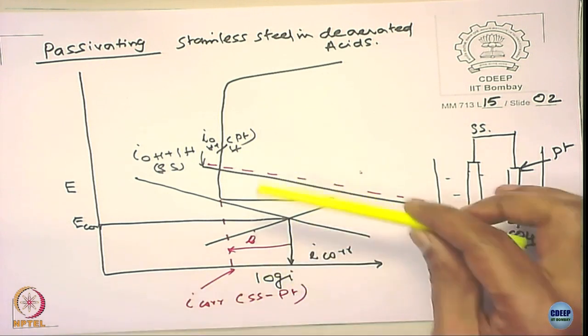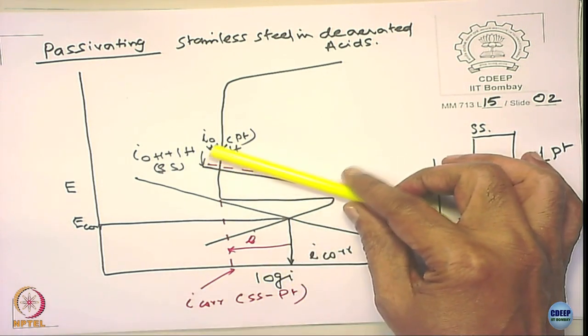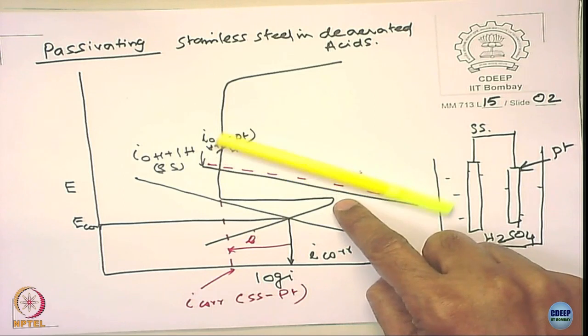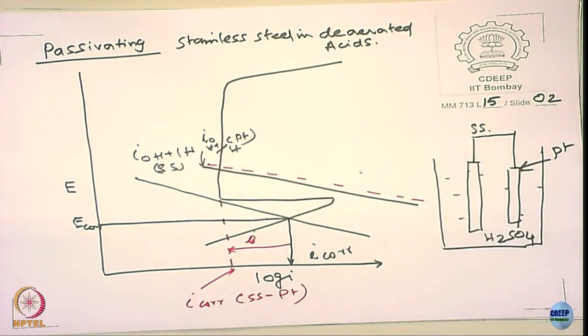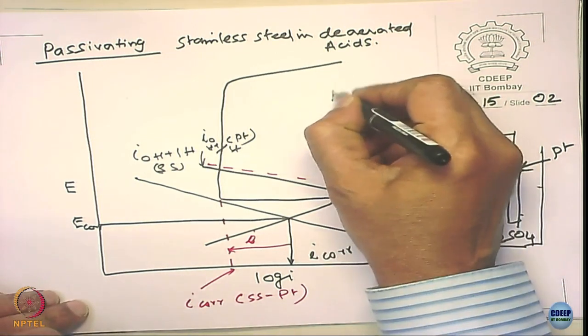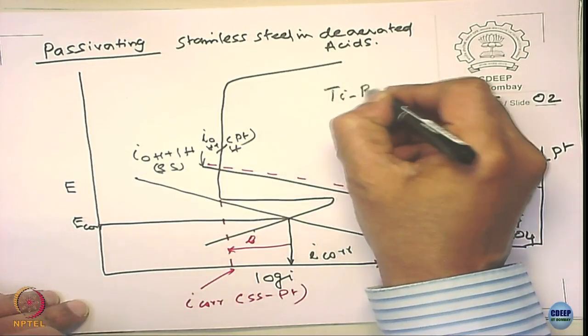If this current is adequate enough to cross the nose of this particular polarization curve, that of course is critical, right? So it is possible to do this, okay? And this happens in the case of titanium and platinum.